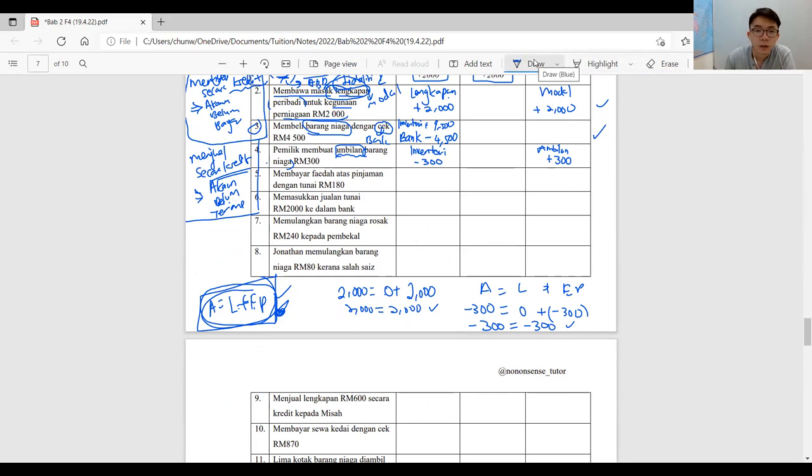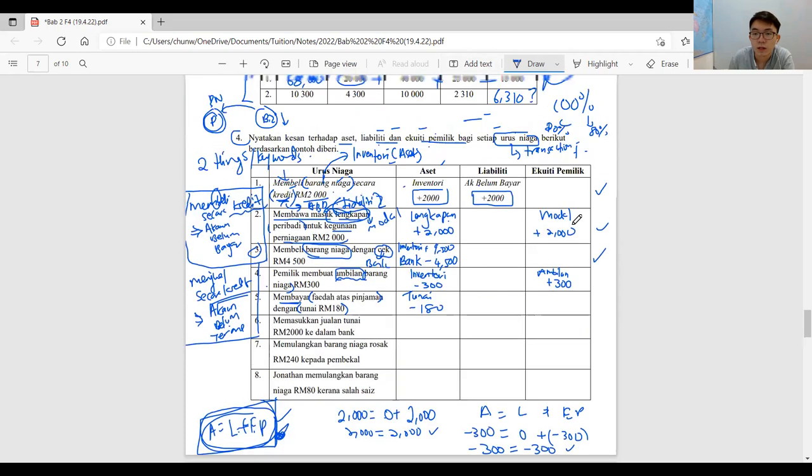Okay, next. Number 5. Membayar faedah atas pinjaman dengan tunai. So there are two things here, faedah atas pinjaman and dengan tunai. So first thing, I know you know how to record tunai, right? Tunai is in asset. Okay, 180 ringgit. But when you say membayar, that means what? Your money akan berkurang. When it is berkurang, you minus 180. Okay. Where do we record for this faedah atas pinjaman? Faedah atas pinjaman here, we put it under equity pemilik and it is belanja. Or we can actually put untung rugi lah. Right? Easier. Untung rugi, and then minus 180 ringgit.